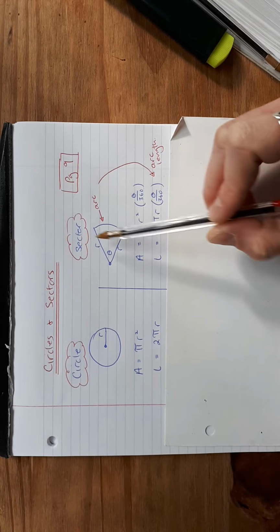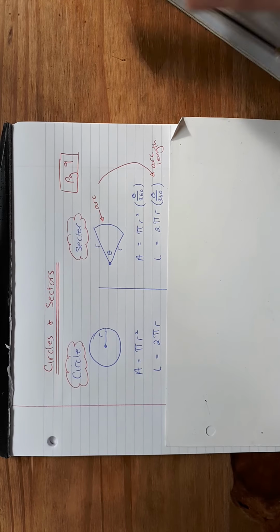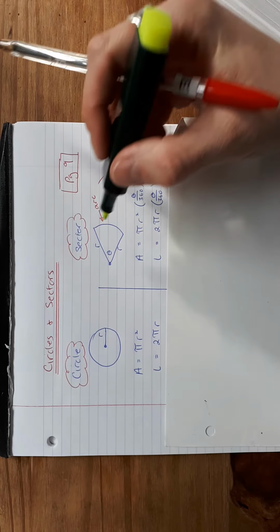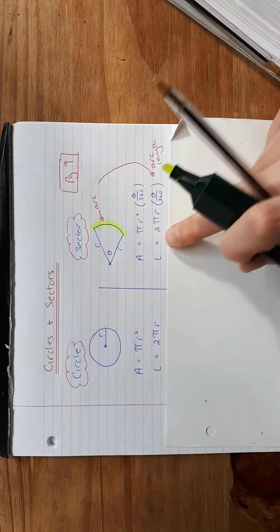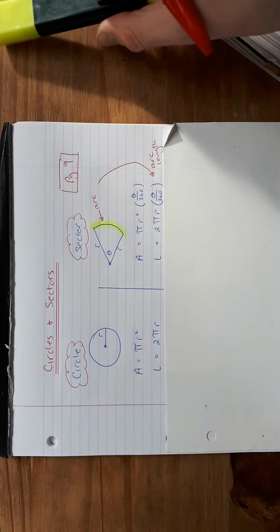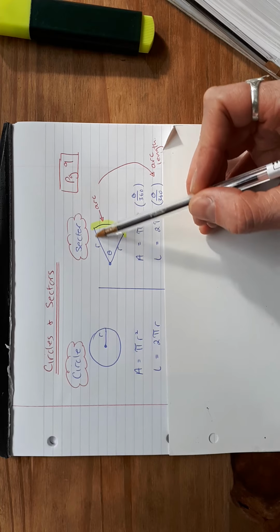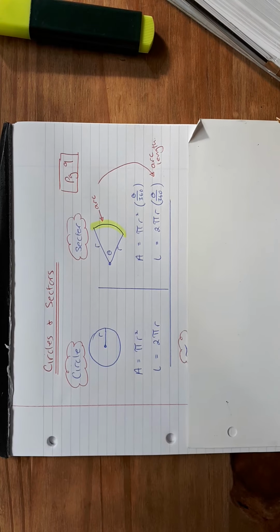Just in reference to the sector, when you're talking about the length, you're only talking about the curved bit, which is the arc. So you can see clearly here, if I highlight it, that if you use that formula, you're only talking about the arc length. It would not be the total perimeter. So if you want the total perimeter, you'd have to add on this and this afterwards.